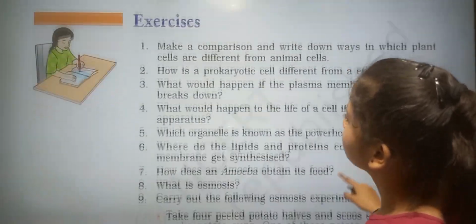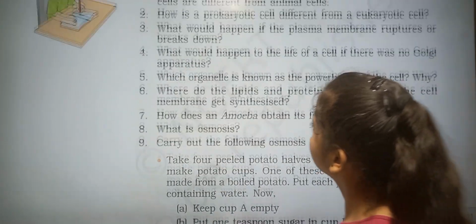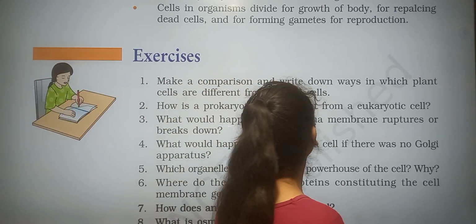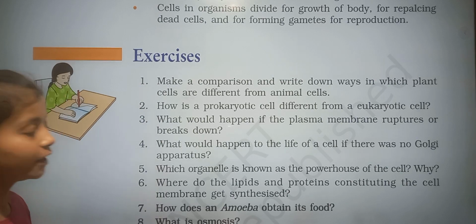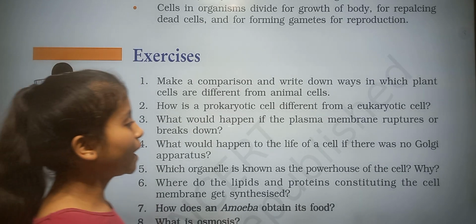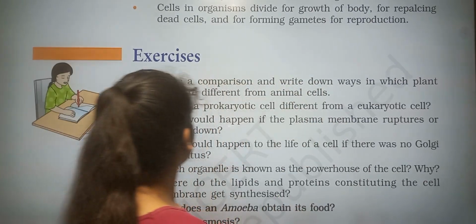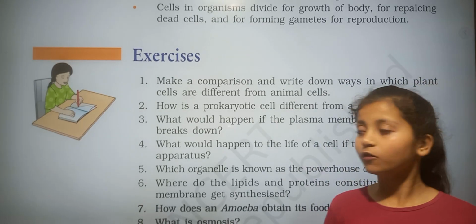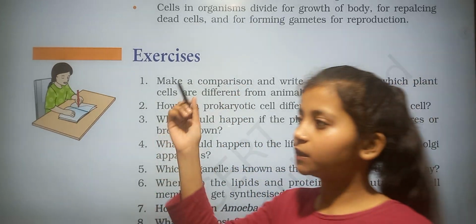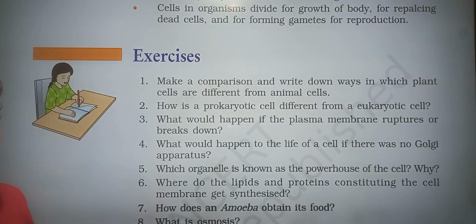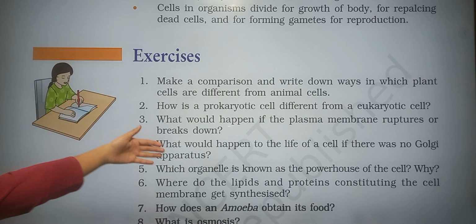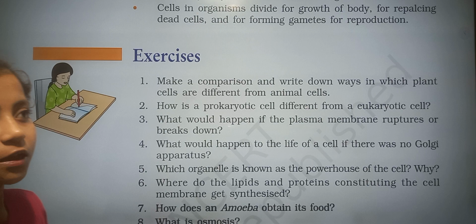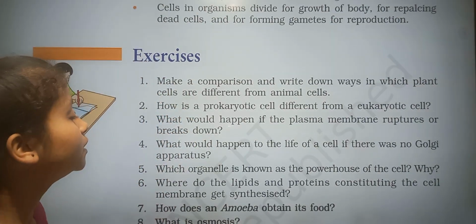Now the exercises come. Make a comparison and write down ways in which plant cells are different from animal cells. Here we have to write the difference between plant cell and animal cell. How can we explain that? Plant cells have a cell wall, animal cells do not. We have to compare on the basis of cell wall, nucleus, and organelles also. Plastids are not present in the animal cell and are present only in plant cells. Also on the basis of vacuole. So these are the ways.